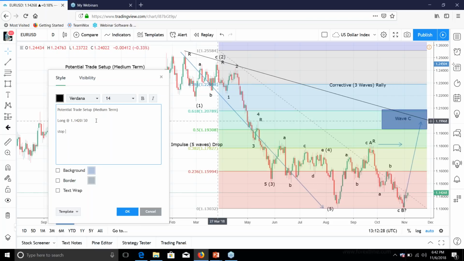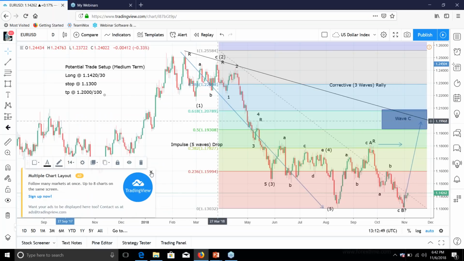Proposed stop loss should go at 1.1300, which is 120 points of risk, and take profit at 1.2000 and 100. That could be a medium term trade setup.